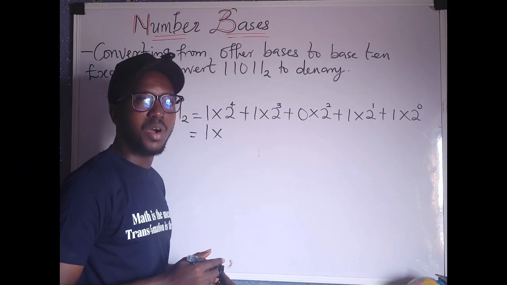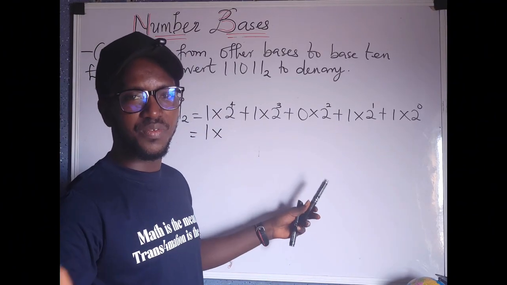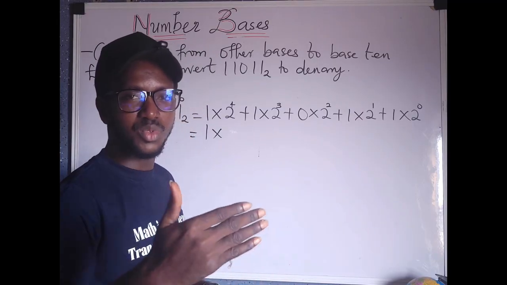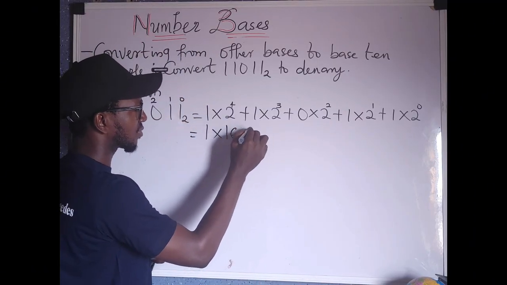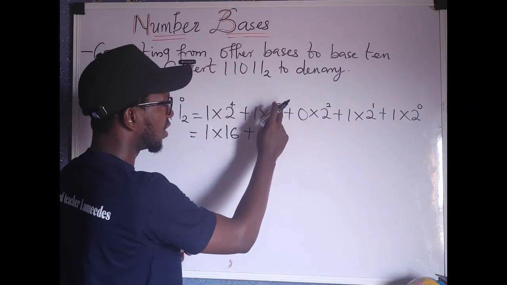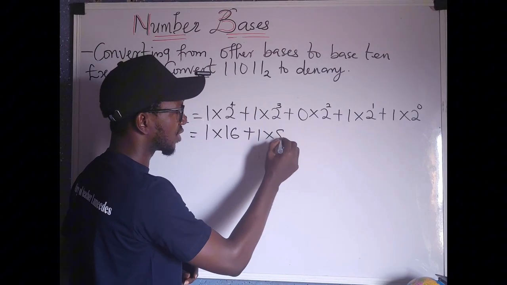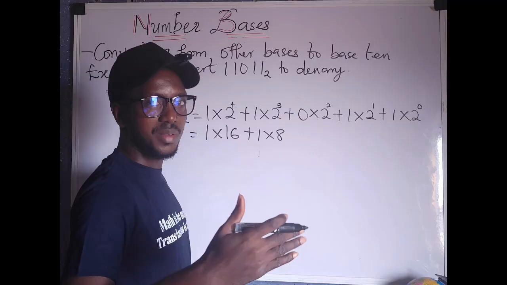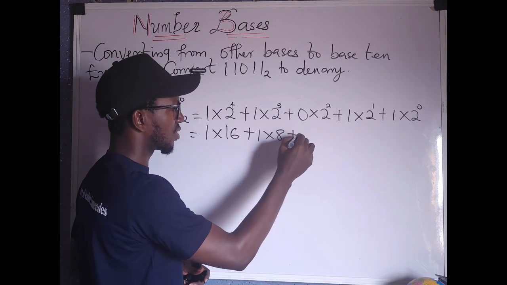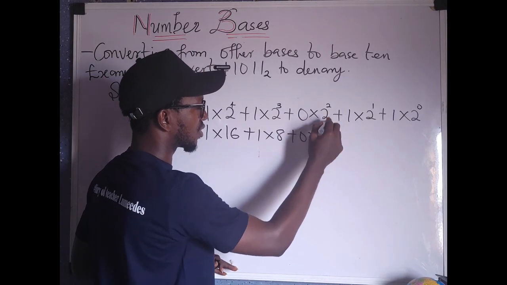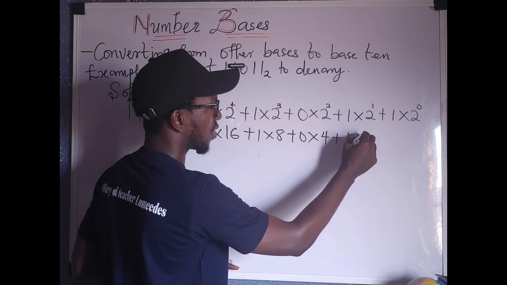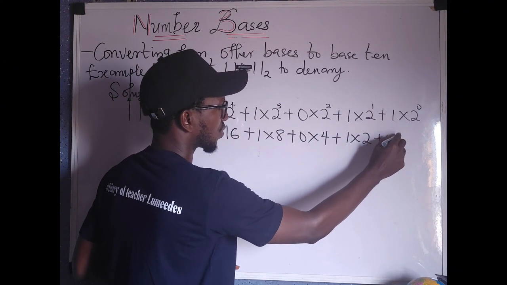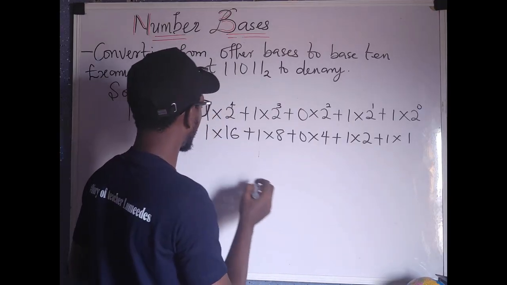Now 2 raised to the power of 4 means 2 multiplied in 4 places. That's 2 times 2 times 2 times 2, and that's going to give us 16. Plus 1 times 2 raised to the power of 3 is going to give you 8. That's 2 times 2 times 2. Plus 0 times 2 raised to the power of 2 is going to give us 4. Plus 1 times 2 raised to the power of 1 is 2. Plus 1 times 2 raised to the power of 0 is 1.